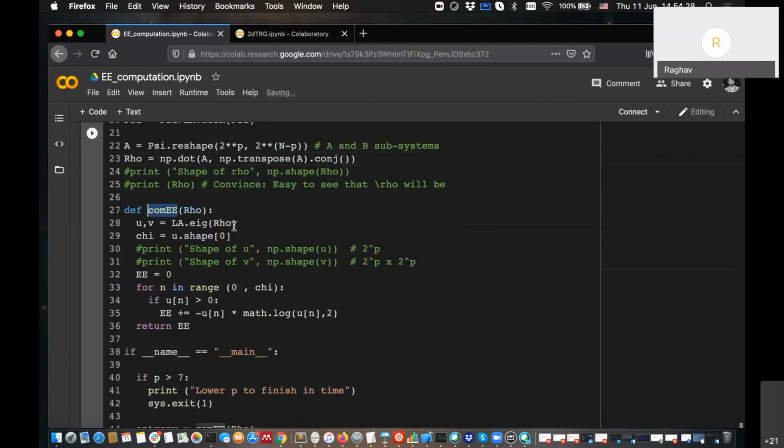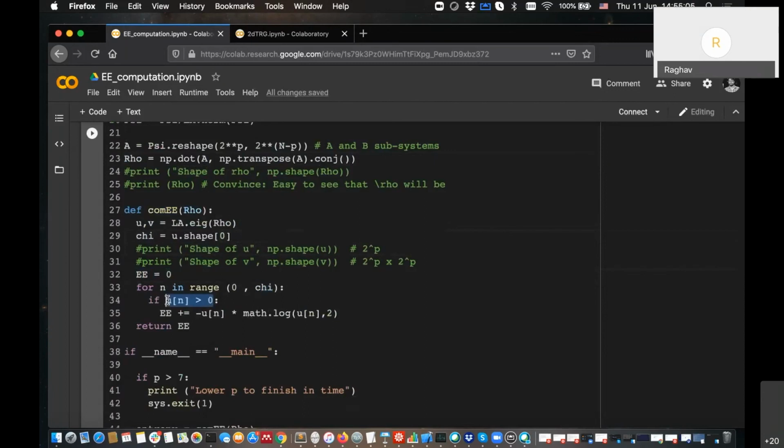It's like how we did in the tensor network algorithms. You use this linear algebra routine, which computes the eigenvalues and the eigenvectors. You start with entanglement entropy equal to 0. You go from 0 to the length of u, so you have to go over all the possible u's, right? So we go over all of them. The shape, this chi, is just the length of u.